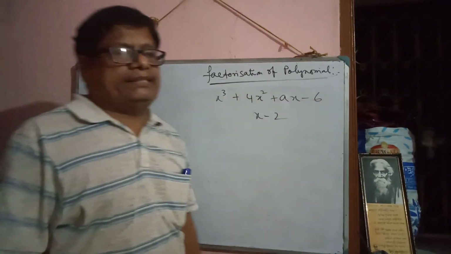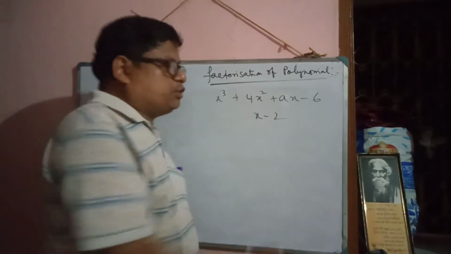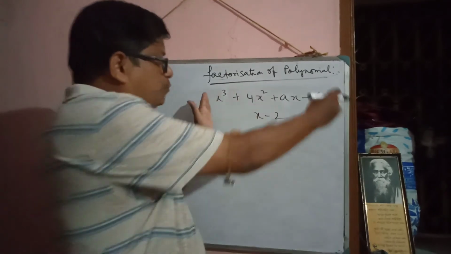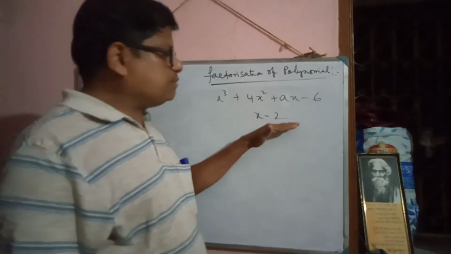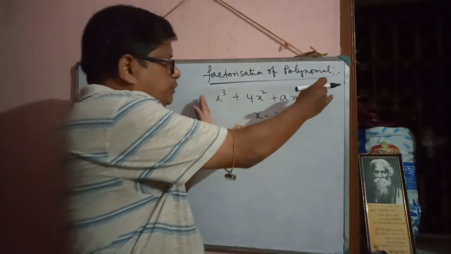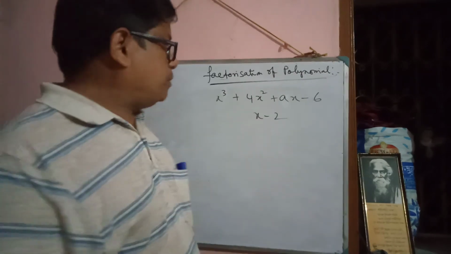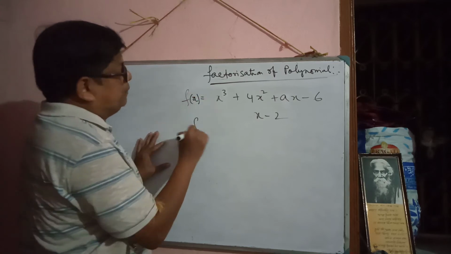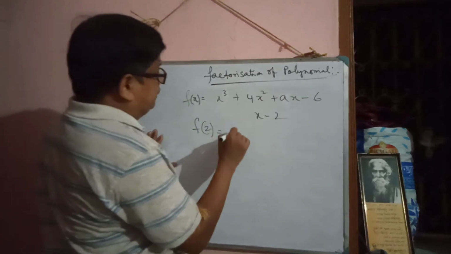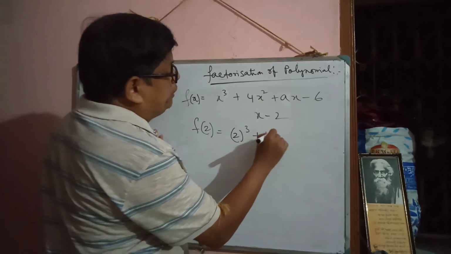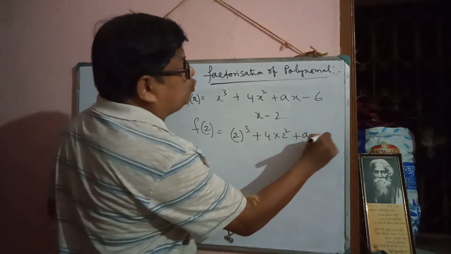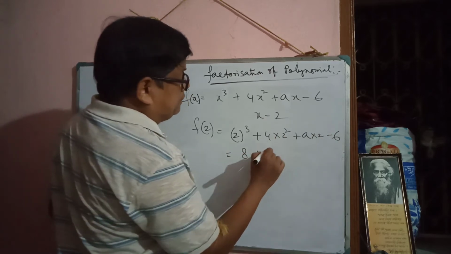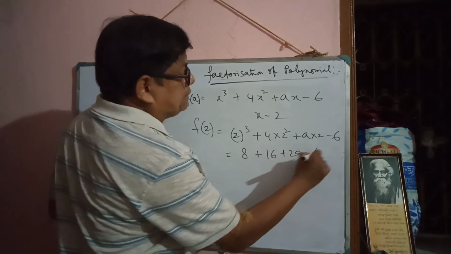This expression is completely divisible by x minus 2. That means x minus 2 is a factor of this expression. Then find the value of a. Suppose f of x is this; put f of 2. That is 2 cube plus 4 into 2 square plus a into 2 minus 6. That is 8 plus 16 plus 2a minus 6.